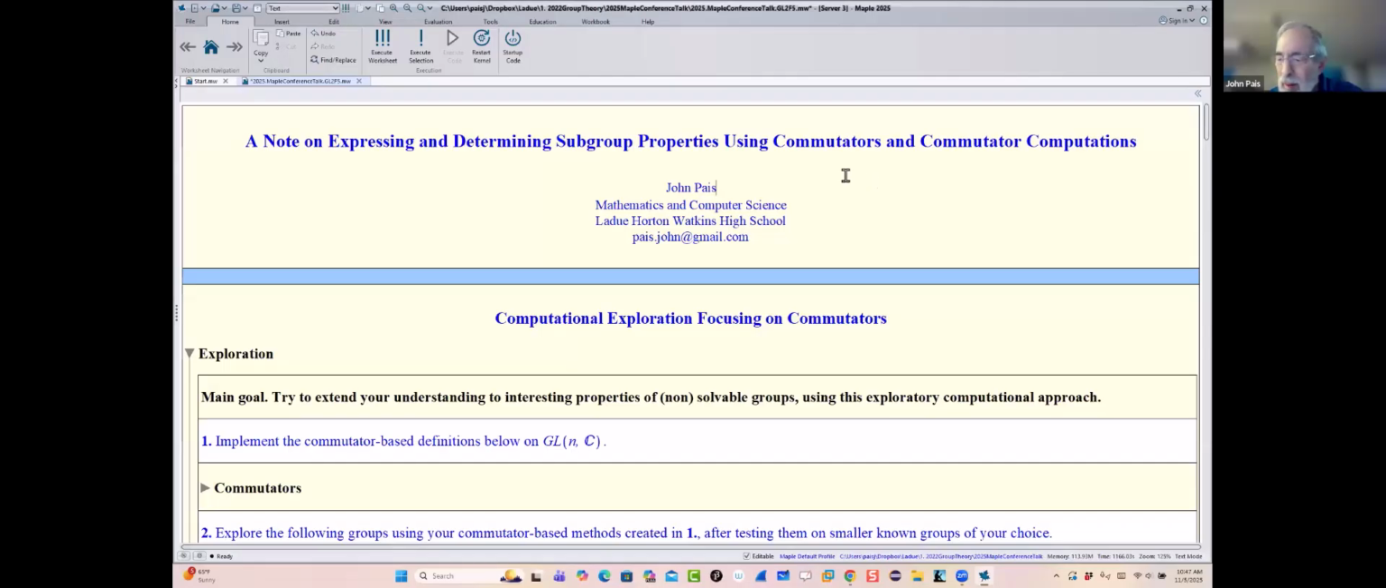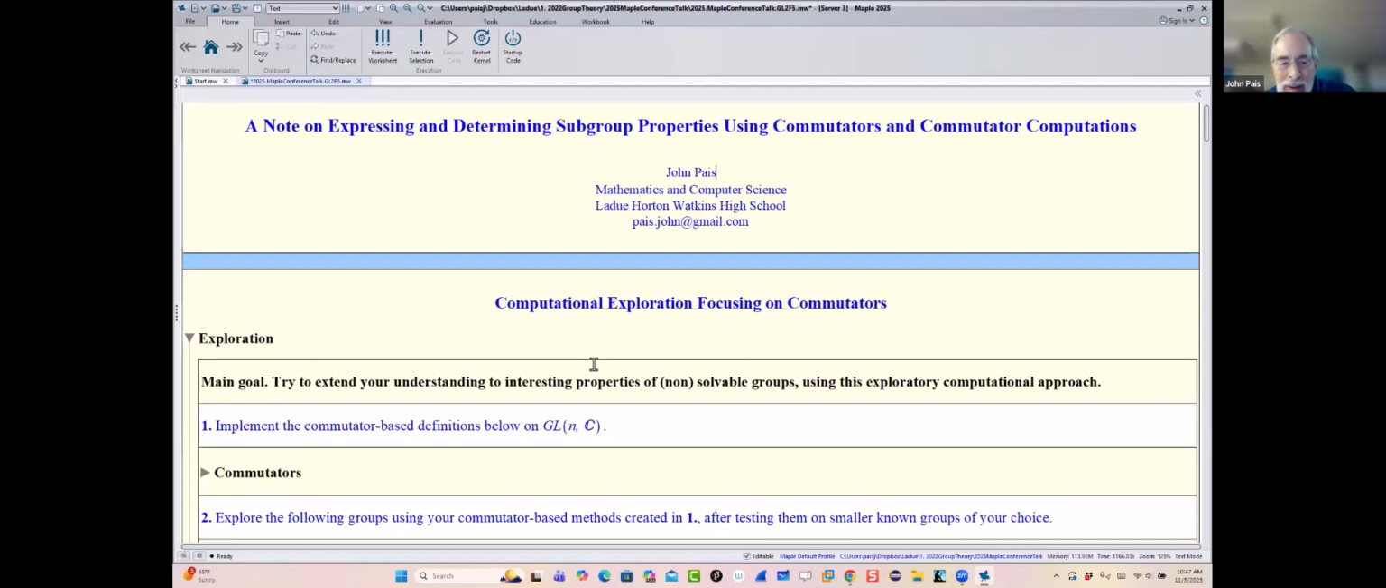Greetings. In this talk, I will describe a student assignment, which is a computational exploration focusing on commutators. In computer science, this might be known as a nifty assignment. The goal of this assignment is to enhance student understanding of solvable and non-solvable groups using visualization and computation.